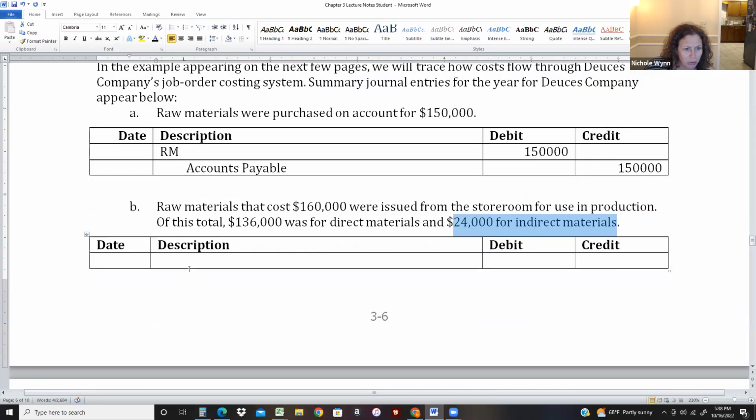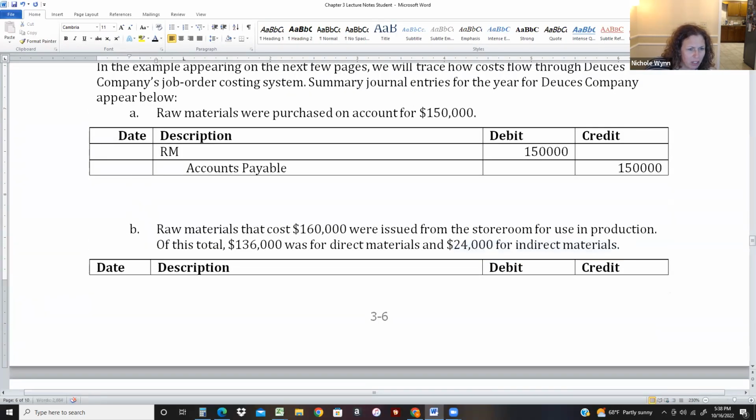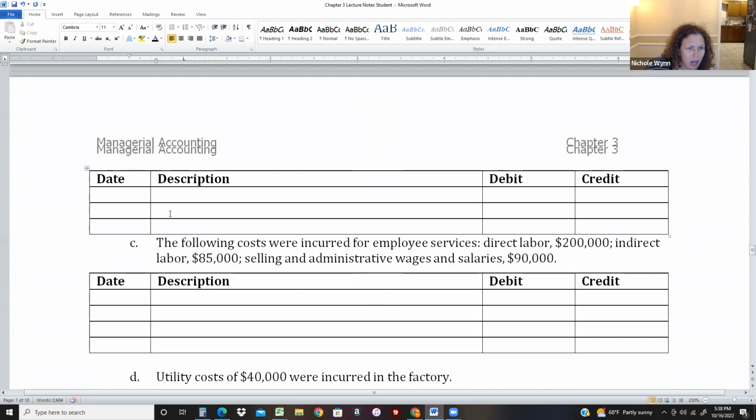So what we're going to do, and I don't like how this is looking, I'm going to move that down. I'm going to put direct material into WIP, and that was 136. The indirect material of 24 is going to go in overhead.